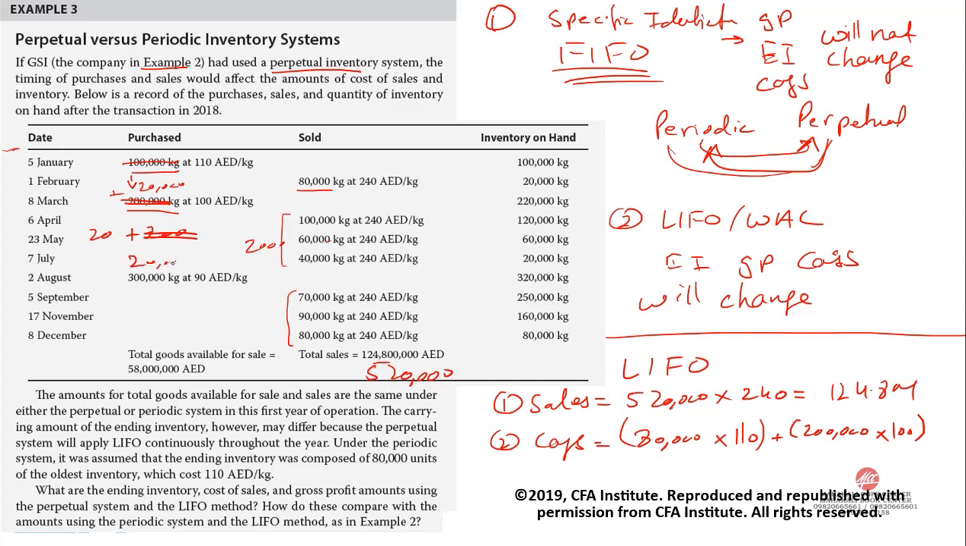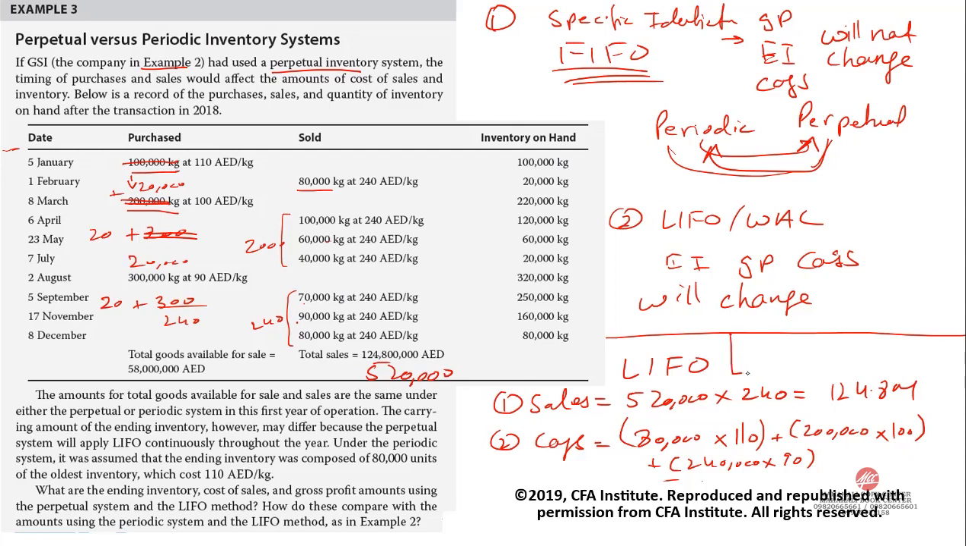So again we are left with 20,000 and we bought 300,000 more. And now how much are we selling? 70 plus 90 is 160. 160 plus 80 is 240. So out of this 300 we sell 240, so plus 240,000 multiplied by 90. So our total cost of goods sold would be 50,400, and our gross profit would be 124.8 minus 50,400, that is 74.4 million.